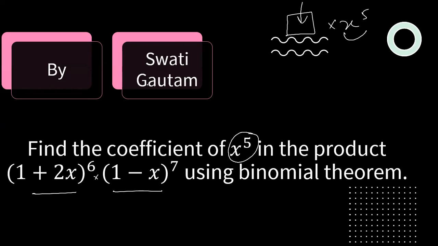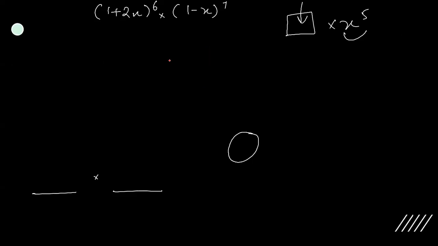So first I will write the expansion. The first expansion is this one, that is 1 plus 2x raised to the power 6. And the second one, you have 1 minus x raised to the power 7, and both the brackets are in multiplication. Both the powers are in multiplication. So let's move to the next page to work on it.